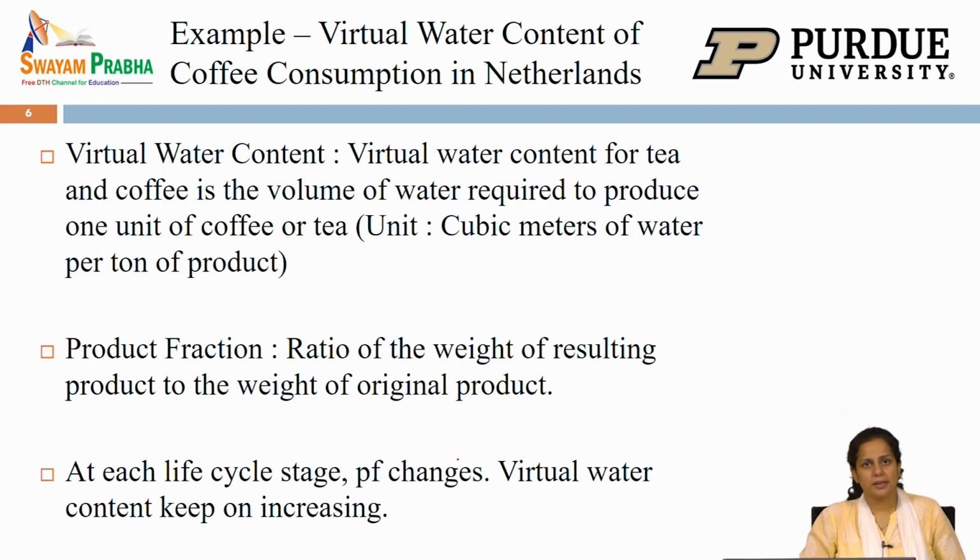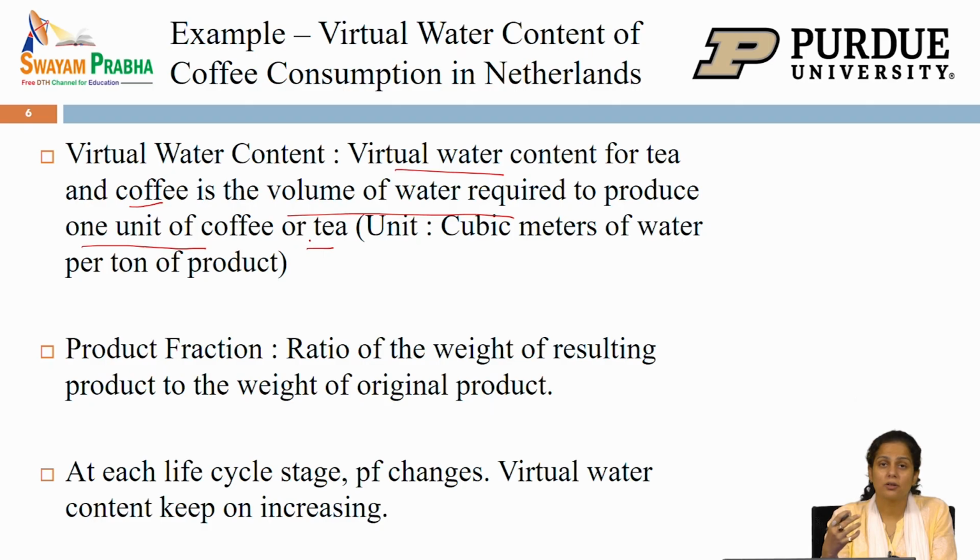So, let us look at an example for virtual water content of coffee consumption in Netherlands. Again we talked about virtual water content. For tea and coffee, the way it is defined is that the virtual water content of coffee would be the volume of water required to produce 1 unit of coffee or tea. Remember, it is not the water that we use when we are preparing coffee and have that 1 cup of coffee. That is not the virtual water we are talking about. What we are talking about is the production of the coffee beans and how much water has gone into production of per unit or per ton of those coffee beans throughout its life cycle.